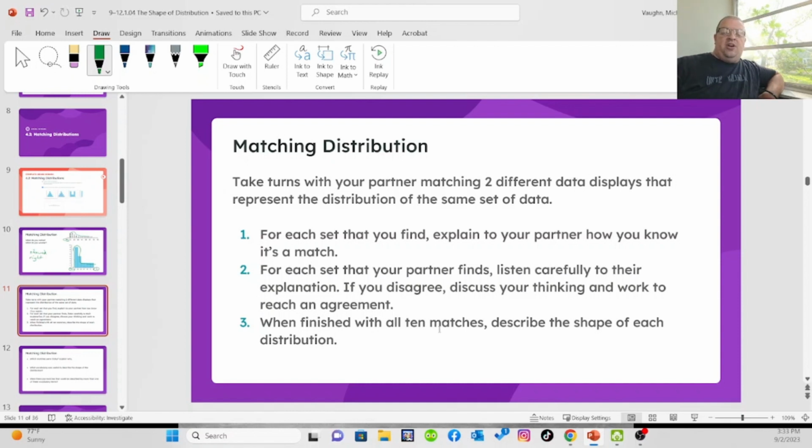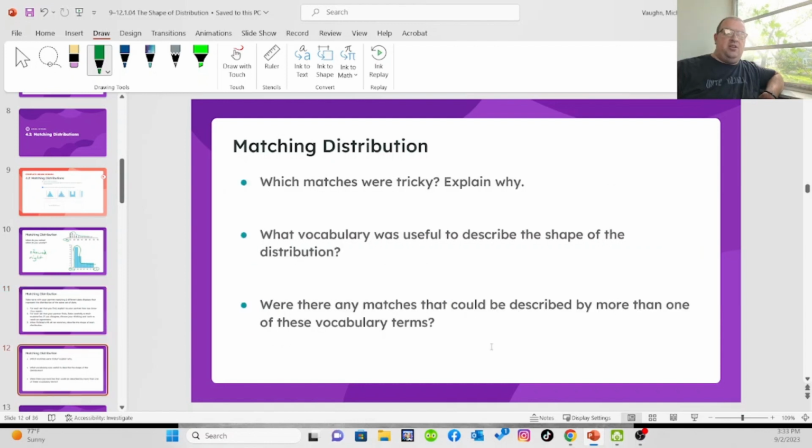And once you found all of your matches, hopefully you were able to use those 5 terms in order to describe them. And remember, you can have more than one term describe each distribution. And those terms again are bell shape, bimodal, uniform, symmetric, and skewed. Those are the 5 key terms.